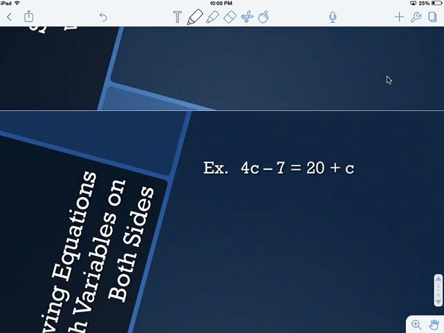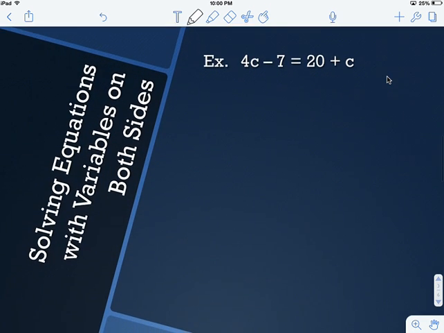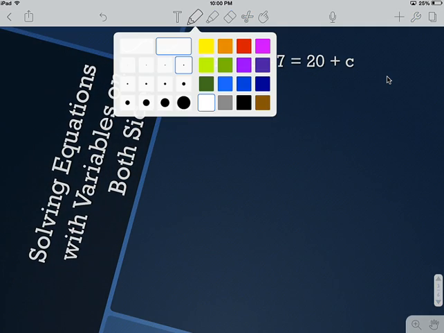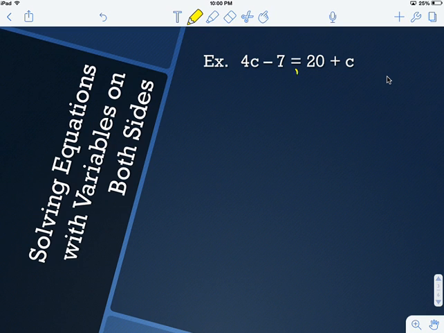My next example is very similar. I have 4c minus 7 equals 20 plus c. So my first step is to draw in my algebra wall. Now remember, c is the same thing as having 1c. There's that imaginary 1 in front. So 1 is smaller than 4, so I'm going to actually move 1c over. To do that, this is positive 1c, so I'm going to subtract c on both sides.